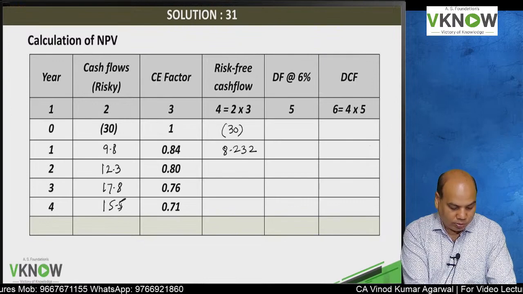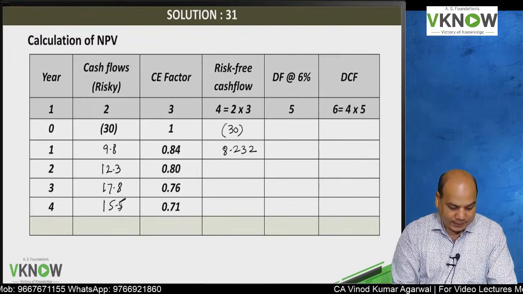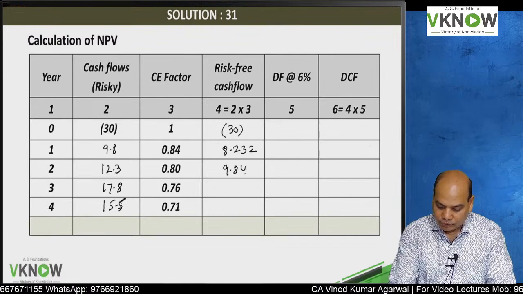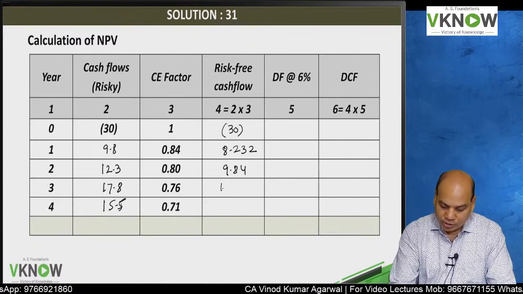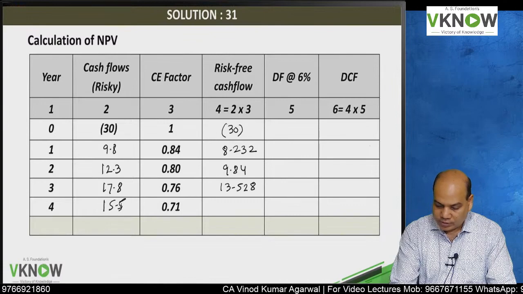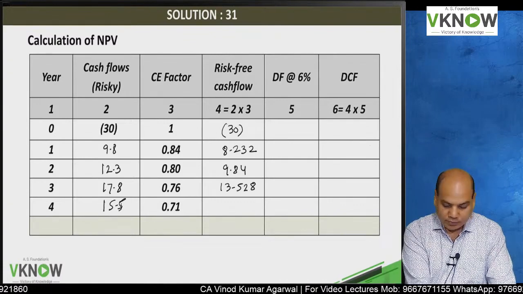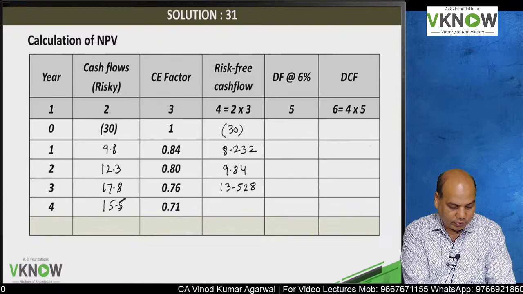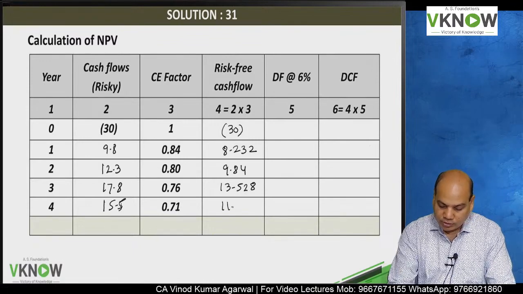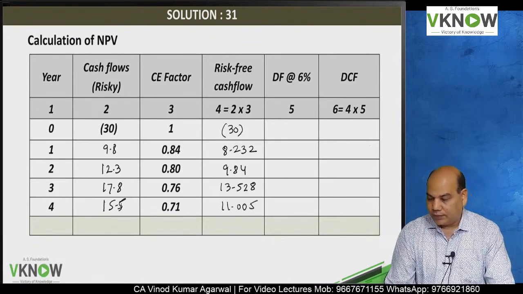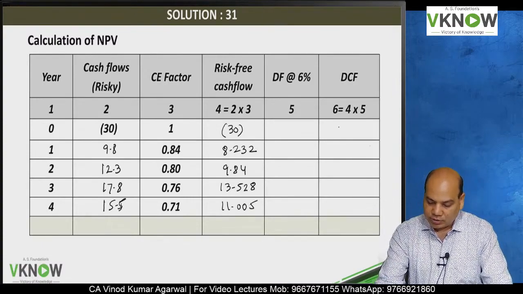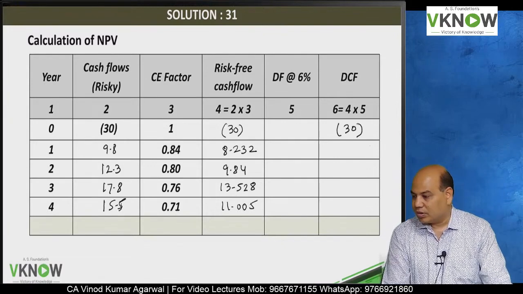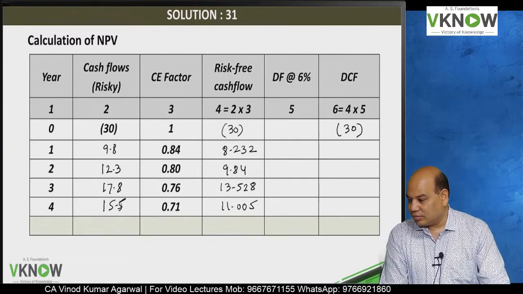12.3 into 0.80, 9.84. 17.8 into 0.76, 13.528. 15.5 into 0.71 is 11.005. Please tell me whether this is right. Are these numbers right? Okay.